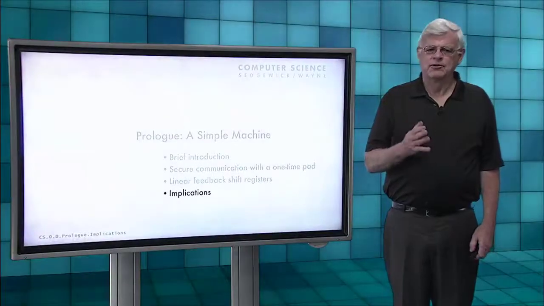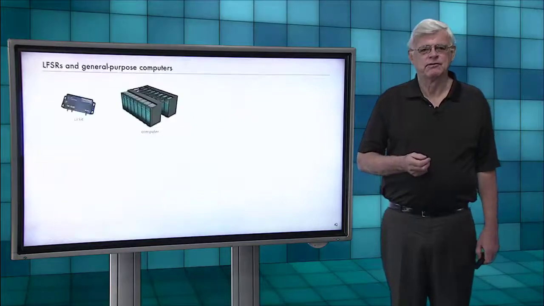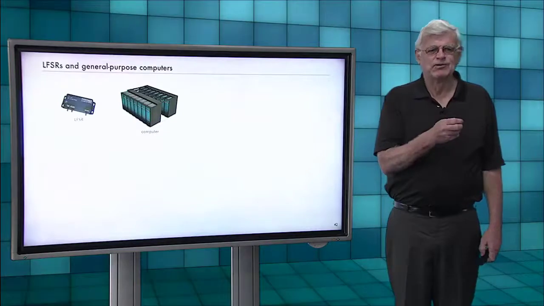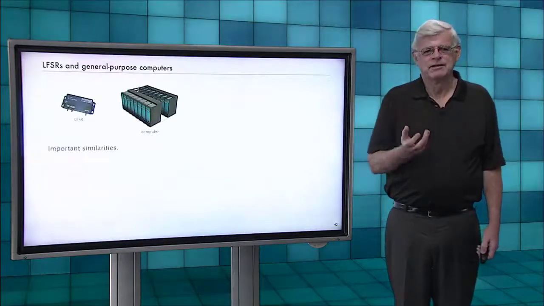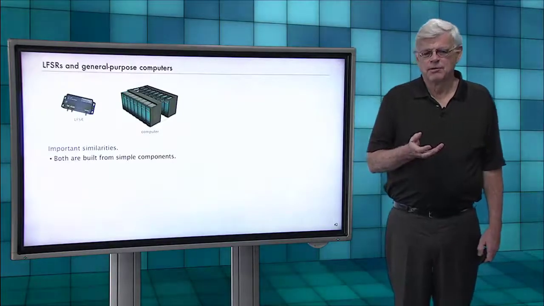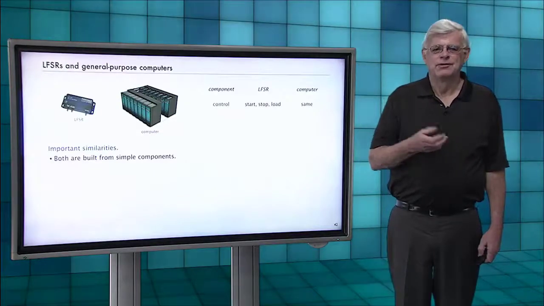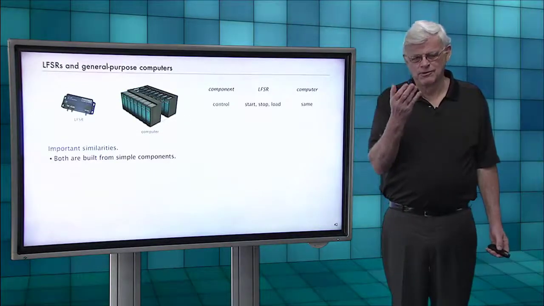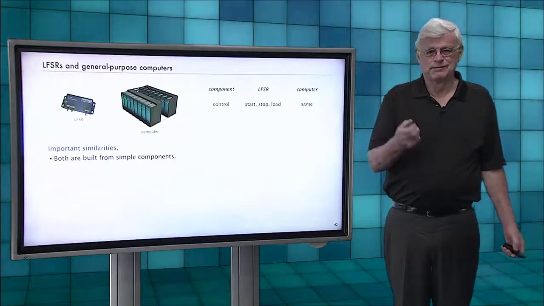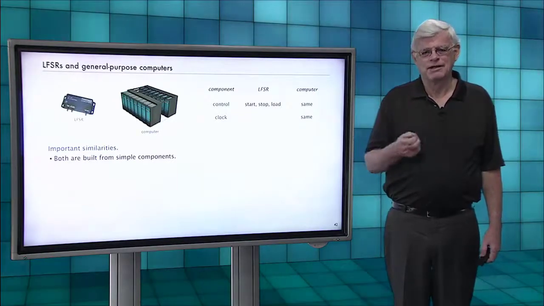I want to finish by talking about some implications of the application in the machines that we've looked at. There's the linear feedback shift register and the general computer. They have really important similarities. They're both built from very simple components, and we'll see that in this course. So we have to be able to control it. So for the LFSR, that's start, stop, and load it with a program. They have a clock that ticks along, and it does something every clock tick.